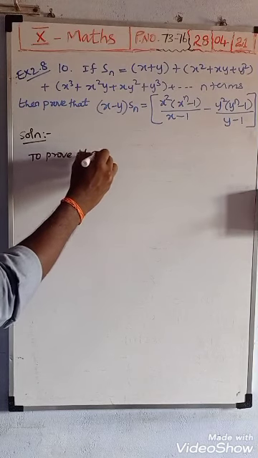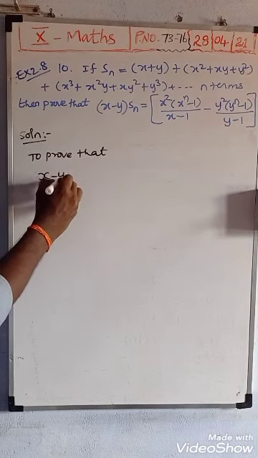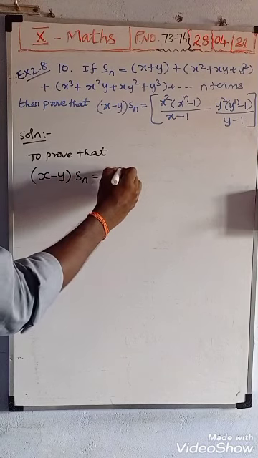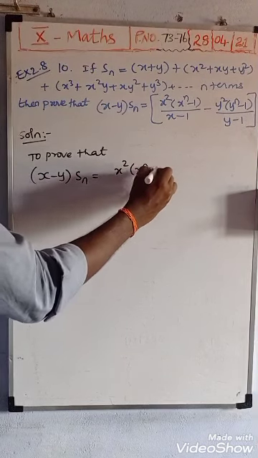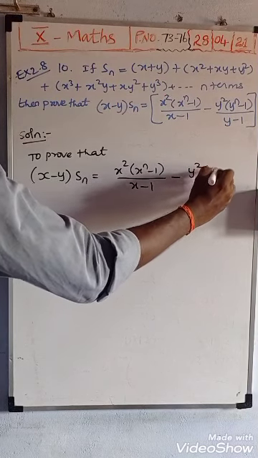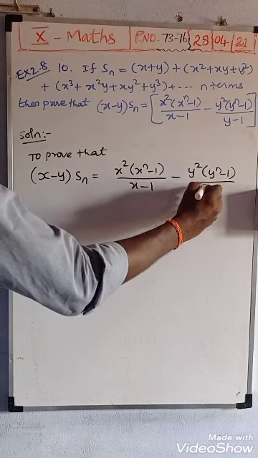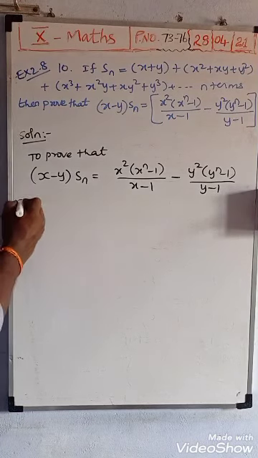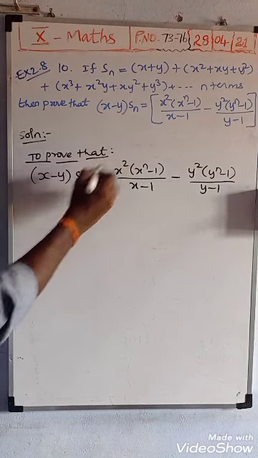To prove that x minus y times Sn, when you multiply Sn with x minus y, we want to prove x squared of x power n minus 1 divided by x minus 1 minus y squared of y power n minus 1 divided by y minus 1. This we want to prove. Okay, for that, first, what is given?